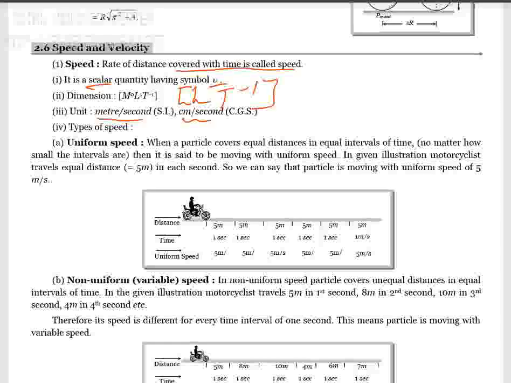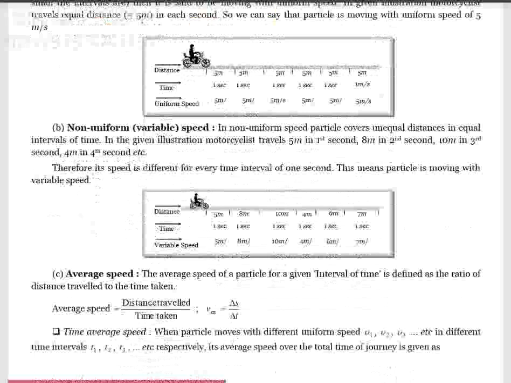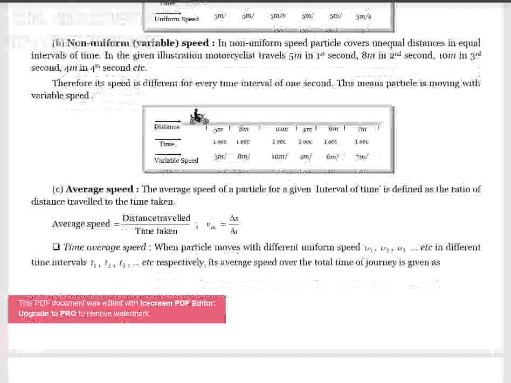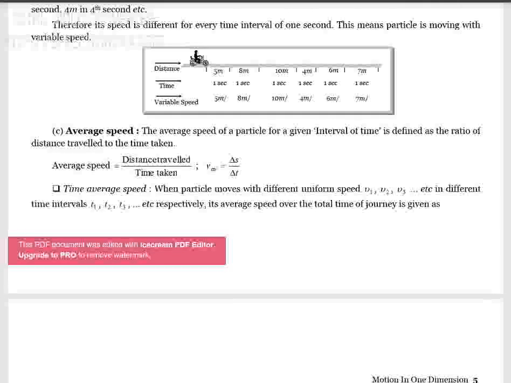Types of speed: we have uniform and non-uniform speed. You can read this by yourself. Let us see what average speed is first. Average speed is the total distance traveled divided by the total time taken. If you take the total time and the total distance moved by the object, you are calculating the average speed.